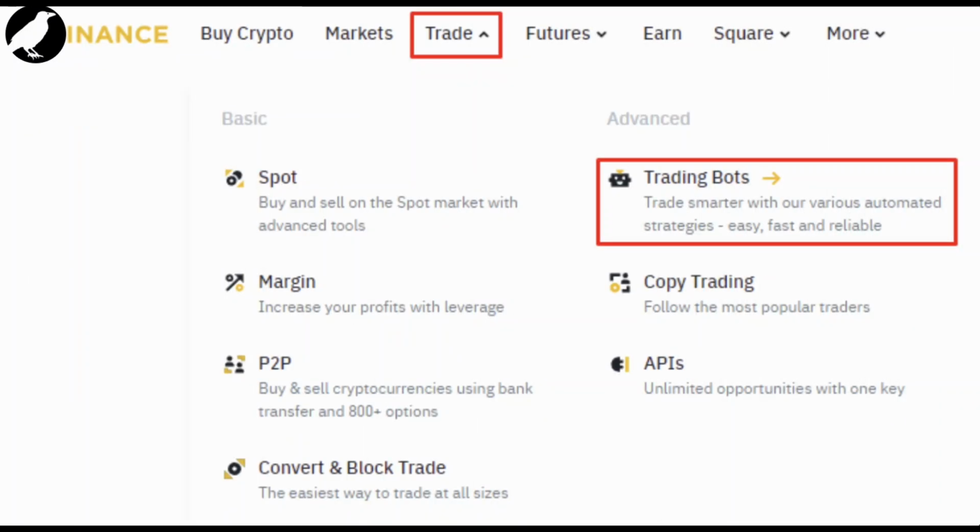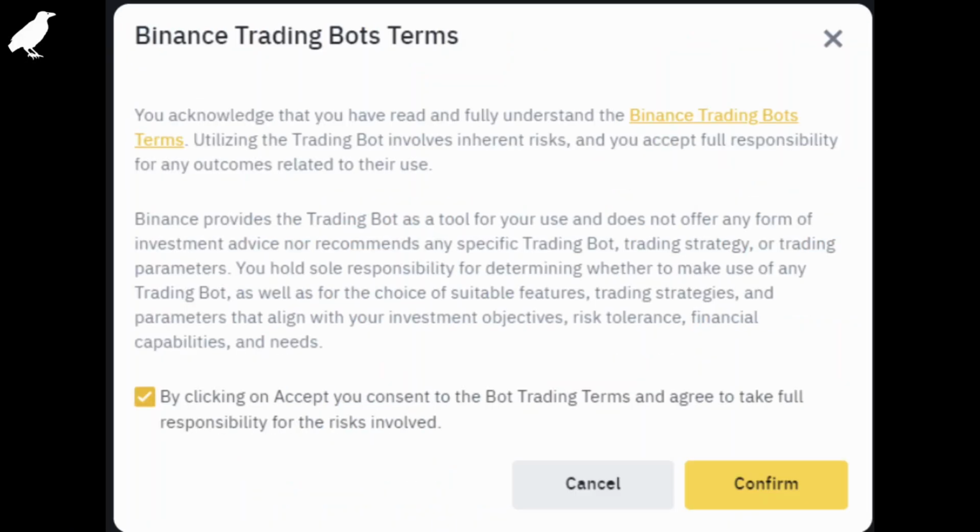So let's get started. First of all, you have to simply log into your Binance account and navigate to the trade menu and go to the trading bots. Read the terms carefully and if you agree, check the box and confirm to continue.